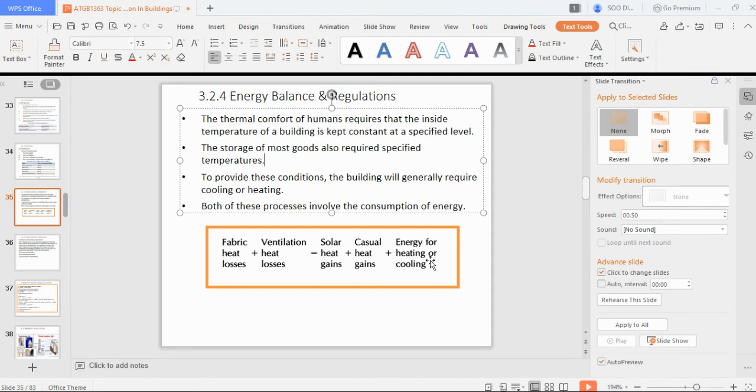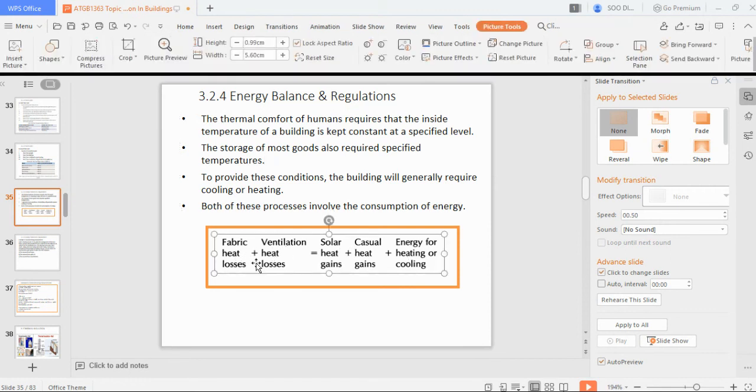So this process is represented by this formula. You know that our heat is lost through fabric heat loss and ventilation heat loss, but we can gain heat from solar and casual gains, and finally there is our energy for heating or cooling. So these four are standard.